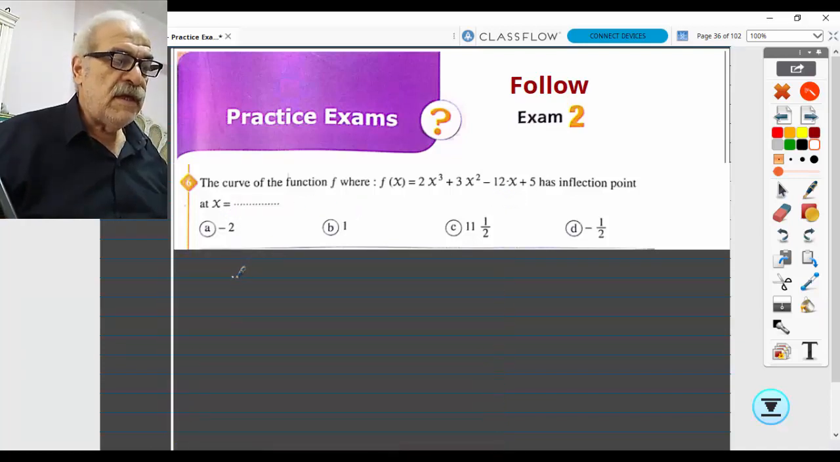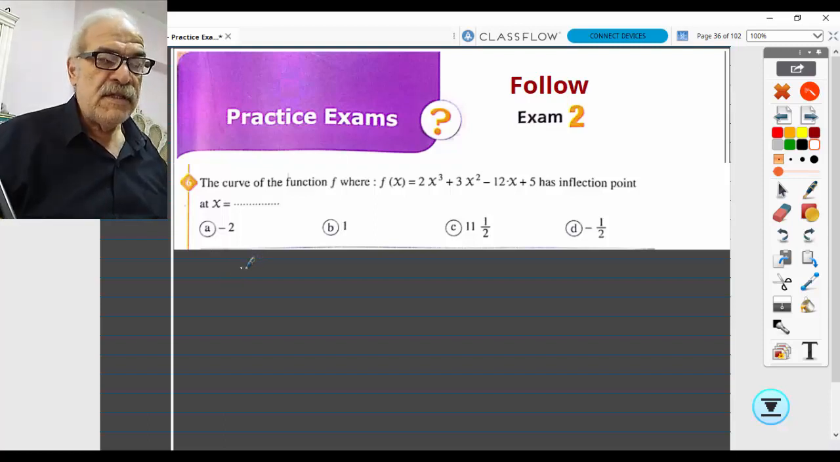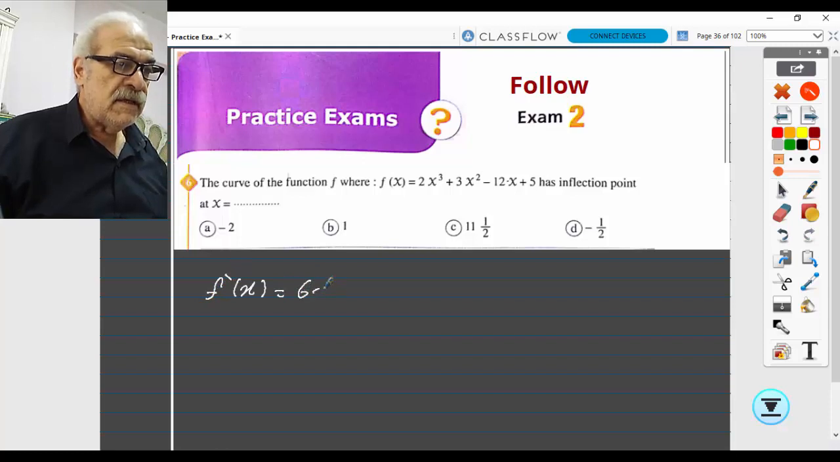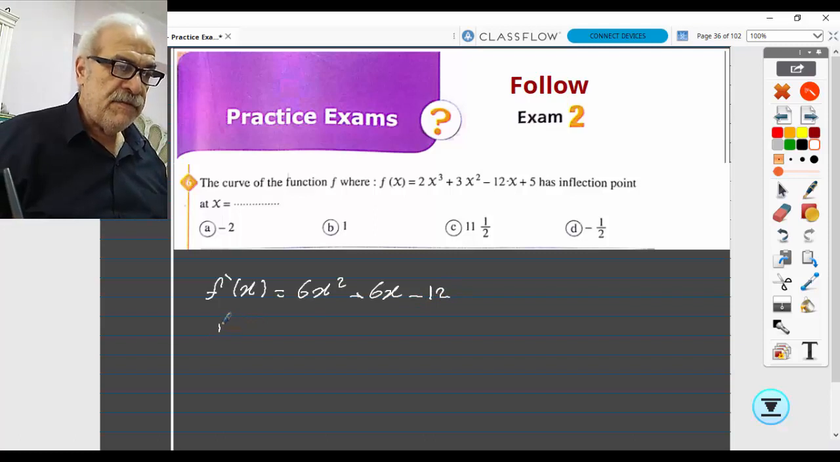Now, to find the inflection point, we must find the second derivative. So, to get the second derivative, first we will make the first derivative. So, f dash of x equals 6x^2 plus 6x minus 12. This is the first derivative. And the second derivative, f double dash of x equals 12x plus 6.